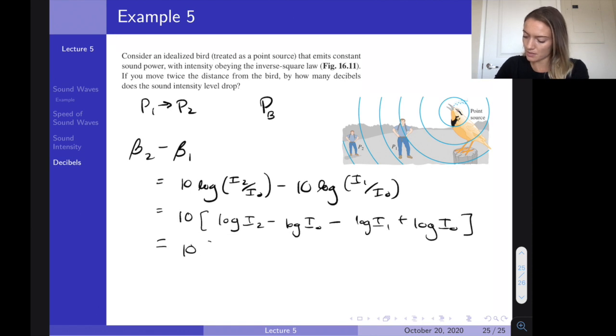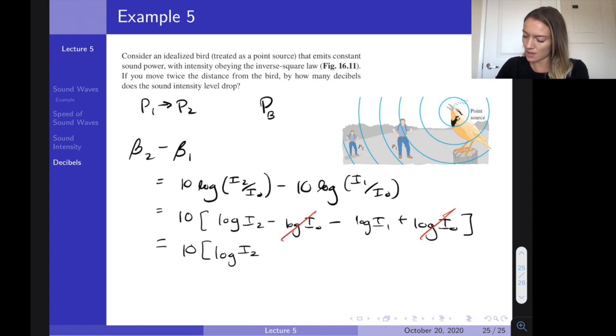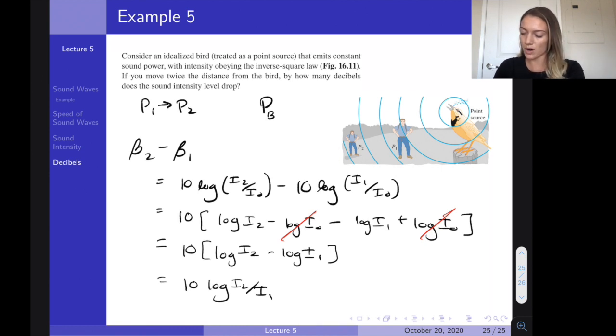Let's simplify this a little bit. We can see that our minus log I naught cancels with the plus log I naught over here. So those two things cancel, and we're left with just log I2 minus log I1, which gives me 10 times log of I2 over I1. So you can see that when you are comparing two intensities, the baseline intensity doesn't matter, because we just picked some arbitrary baseline. That drops out when we're comparing two different intensities. All that matters is the ratio of I1 to I2.